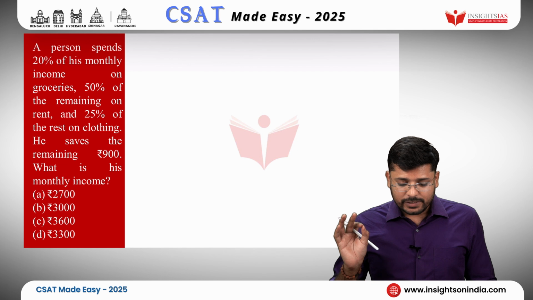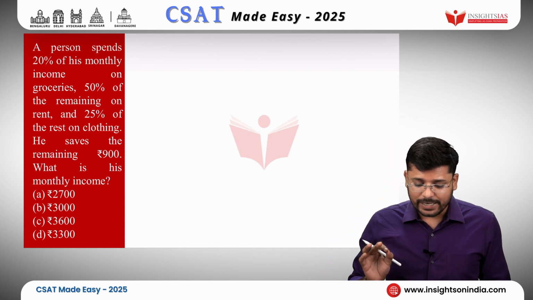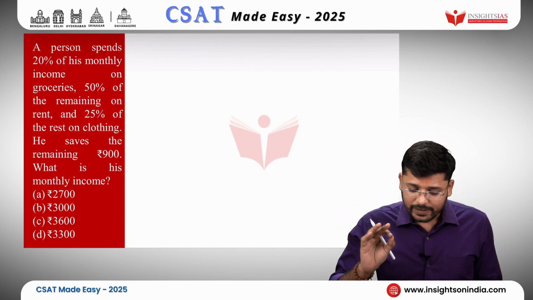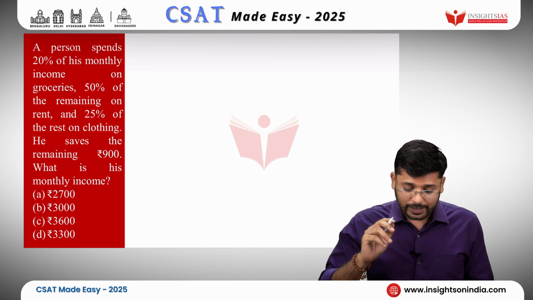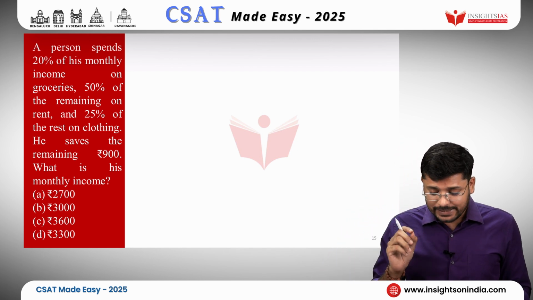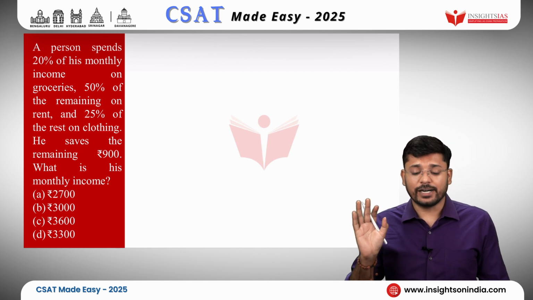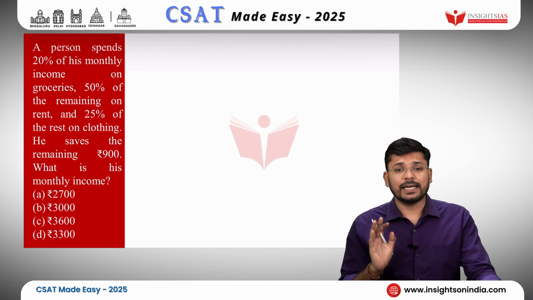A person spends 20% of his monthly income on groceries, 50% of the remaining on rent, 25% of the rest on clothing. He saves the remaining rupees 900. What is his monthly income?